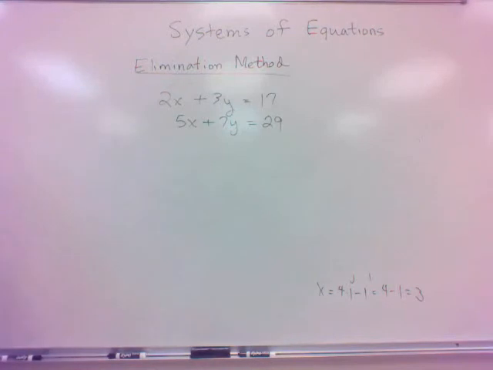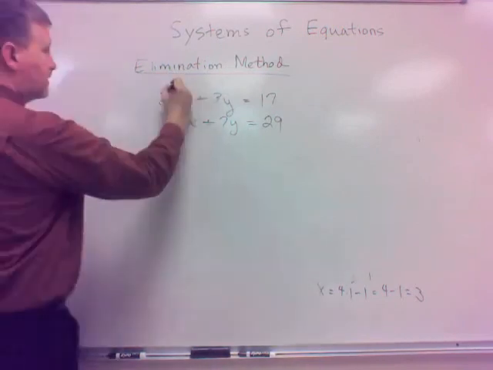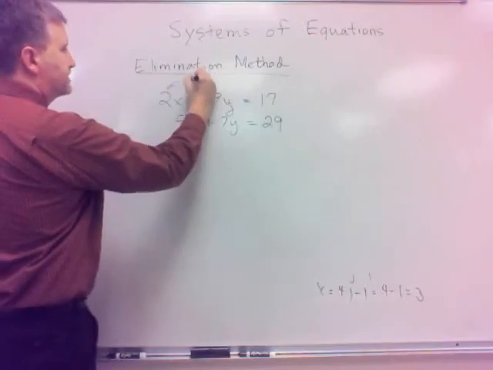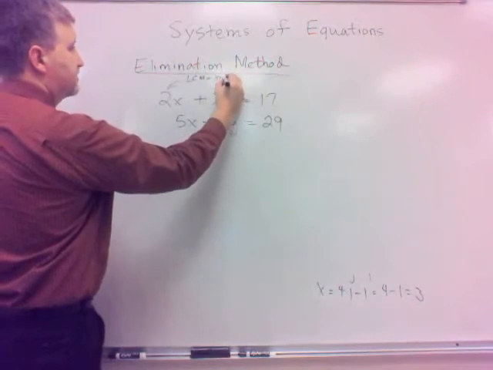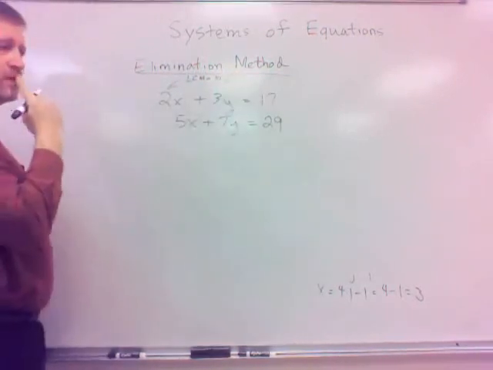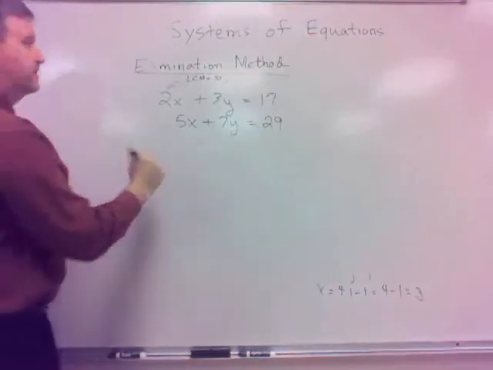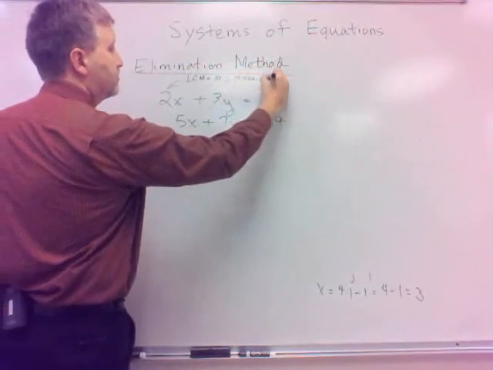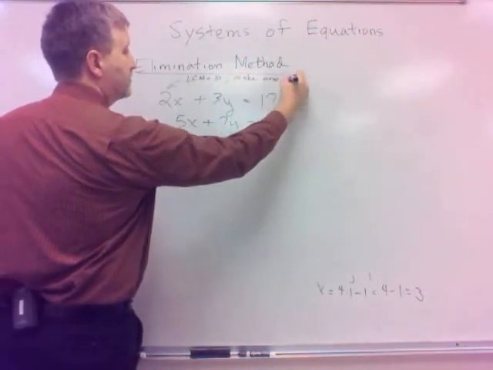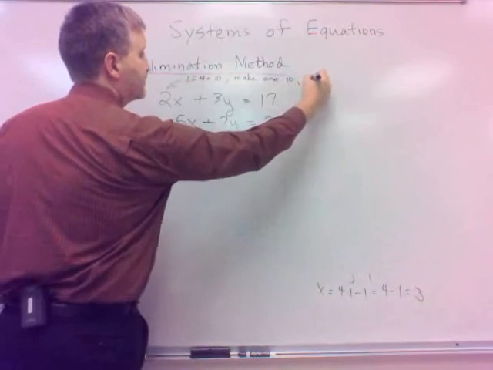So that's why I'm choosing the x's, because it just has a smaller least common multiple. So here's what I want to do. The least common multiple of the x's is 10, so I'm going to eliminate the x's. So I'm going to make them both be 10. However, one I want to make positive 10, and the other negative 10.